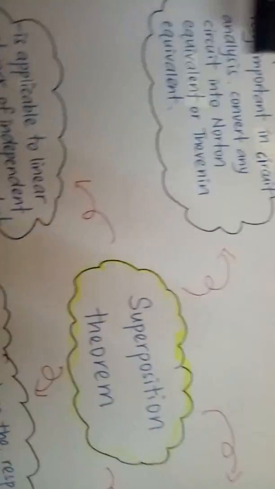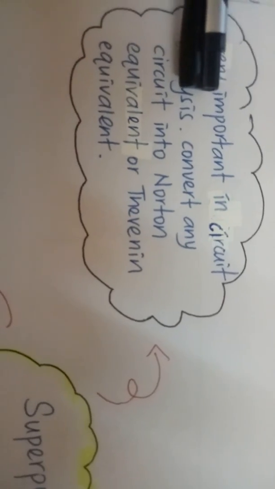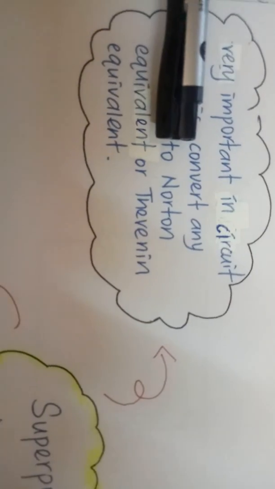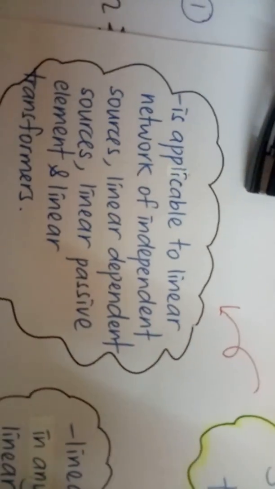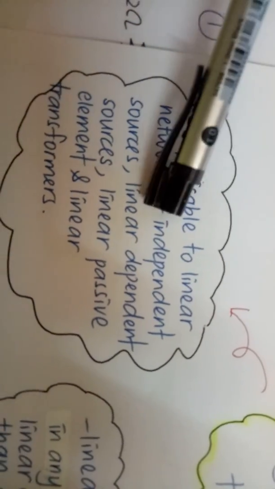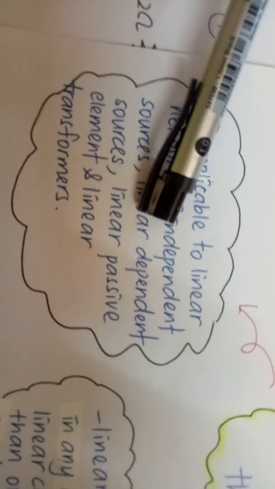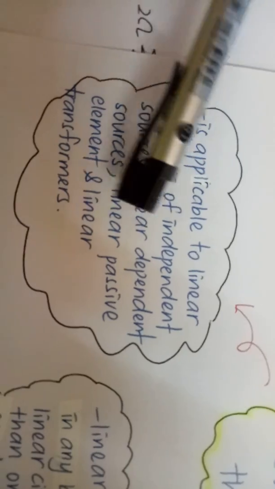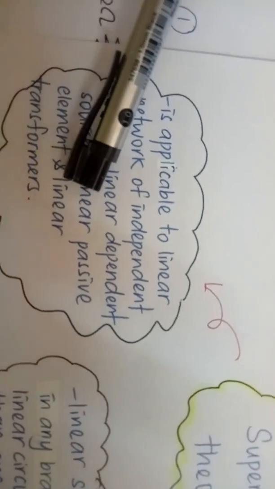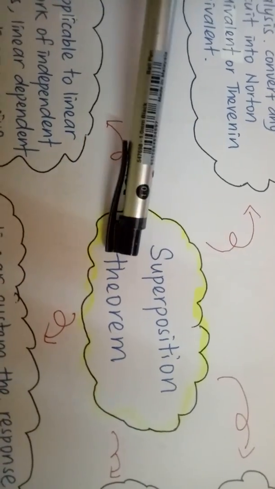Now, the superposition theorem is very important in circuit analysis. It converts any circuit into a Norton or Thevenin equivalent. The superposition theorem is applicable to linear networks of independent sources, linear dependent sources, linear passive elements such as inductors, resistors, and capacitors, and linear transformers. Now, let me show you an example which uses the superposition theorem.